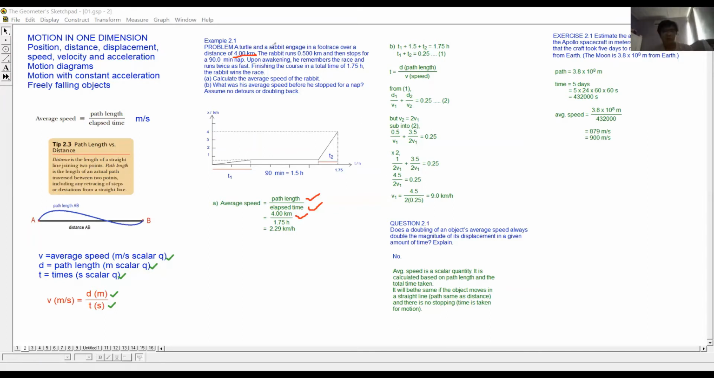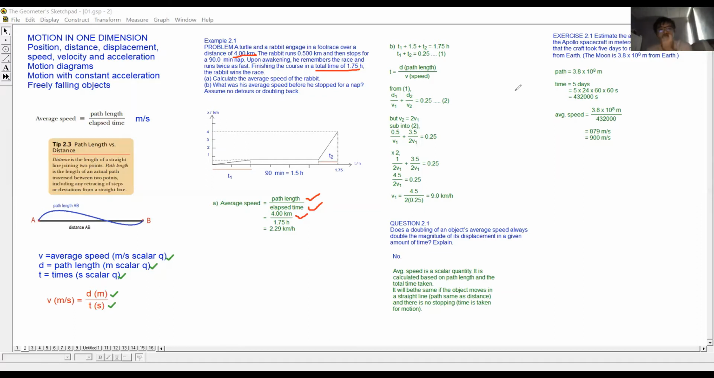Time taken. The time taken is, finishing the course in a total time of 1.75. Now this 1.75 also includes the time that the rabbit is taking a nap. It is counted, so it will actually slow down the average speed, because the time you rest is also taken as the time in the race. But that is how we calculate it.